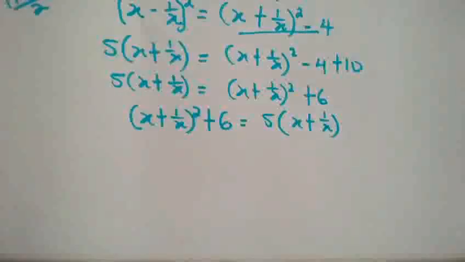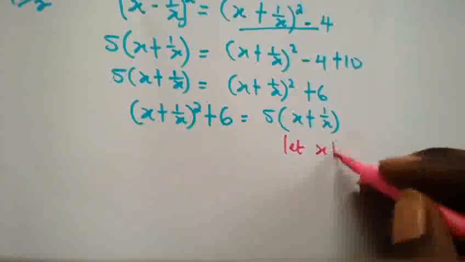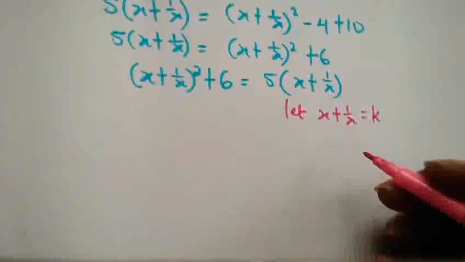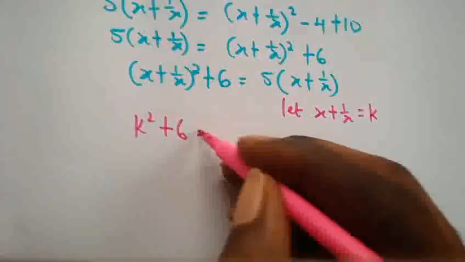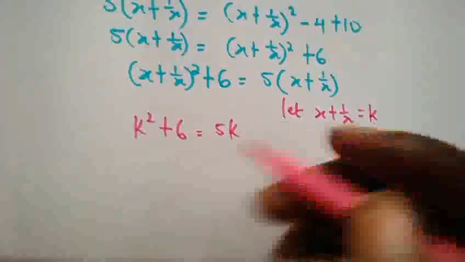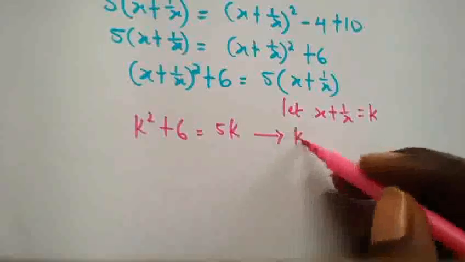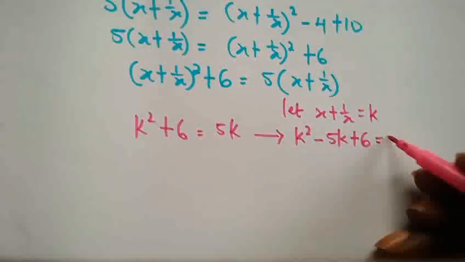Now we're going to make the following substitution. Let x plus 1 all over x equal k. After making this substitution, we have k squared plus 6 is equal to 5k. Subtracting 5k from both sides of this equation, we have k squared minus 5k plus 6 equals 0.